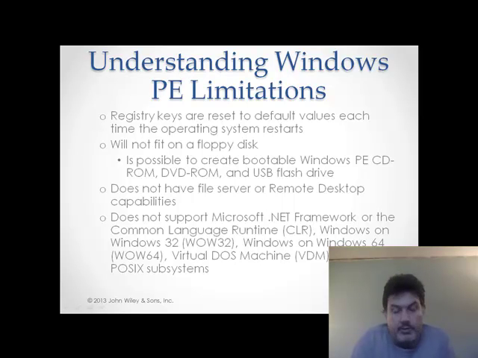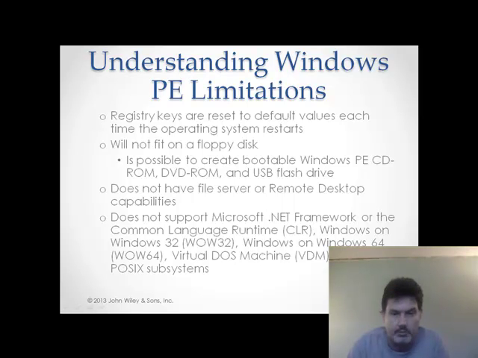In the 80s and the 90s and even in the early 2000s, you would never think of buying hardware without a floppy disk. In today's environment, no one thinks about buying a 3.5 floppy disk anymore. So part of that is because you can't use it for anything when it comes to the installation of your operating system environment. It does not have a file server or remote desktop capabilities. So if you are into remoting and you want to do remote management of the system, Windows PE is not going to work.